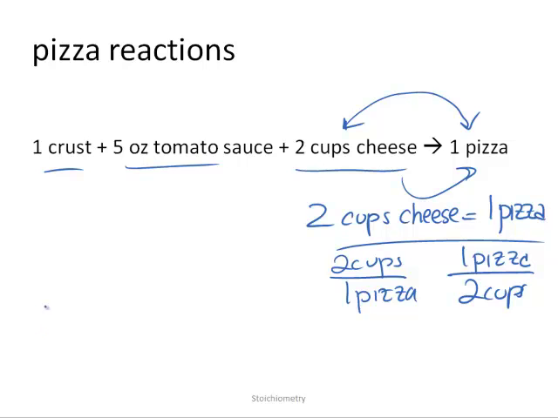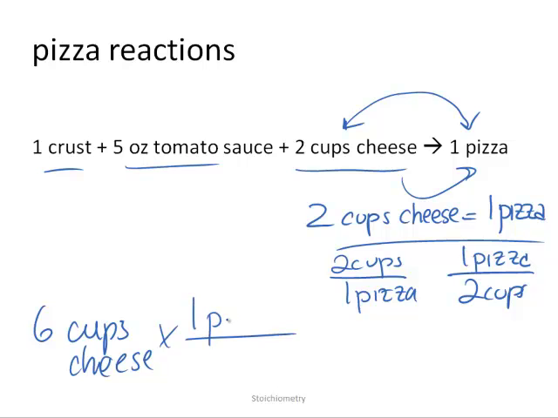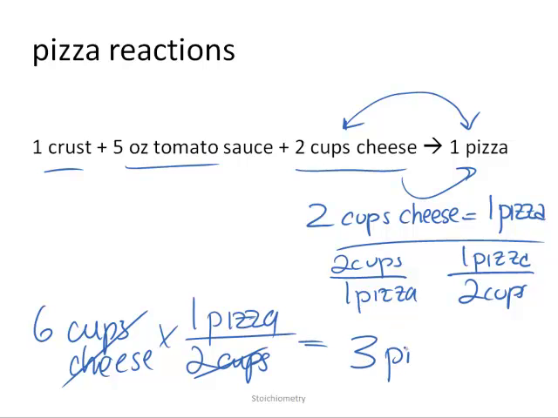So to my original question, if I have 6 cups of cheese, you could have easily calculated that we're going to get 3 pizzas out of that. But you did this math in your head. You used a conversion factor saying that if I have 1 pizza, I know I need 2 cups of cheese. And so cups are going to cancel out, giving us pizzas. And that will give us 3 pizzas.